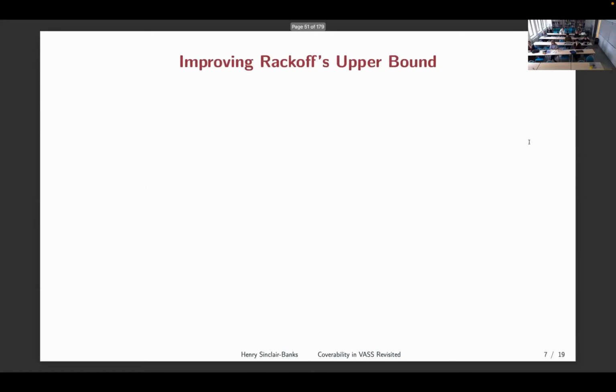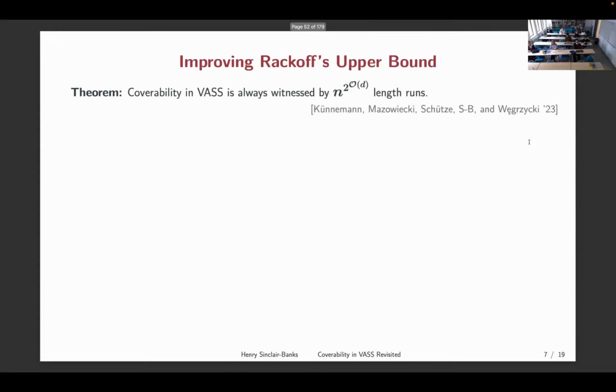And so now we can talk about Rackoff's upper bound because he talked about it without states. So our contribution, the improvement that we have, is that coverability in VASS is always witnessed by doubly exponentially long runs. But in particular, we do not have this double exponential log D factor. We have just n to the 2 to the constant times D. Fantastic. And to spoil the fun, it's basically Rackoff's proof, but we're a lot more careful. We introduce a new definition, and we're much more precise with our sharp counter value bounds.